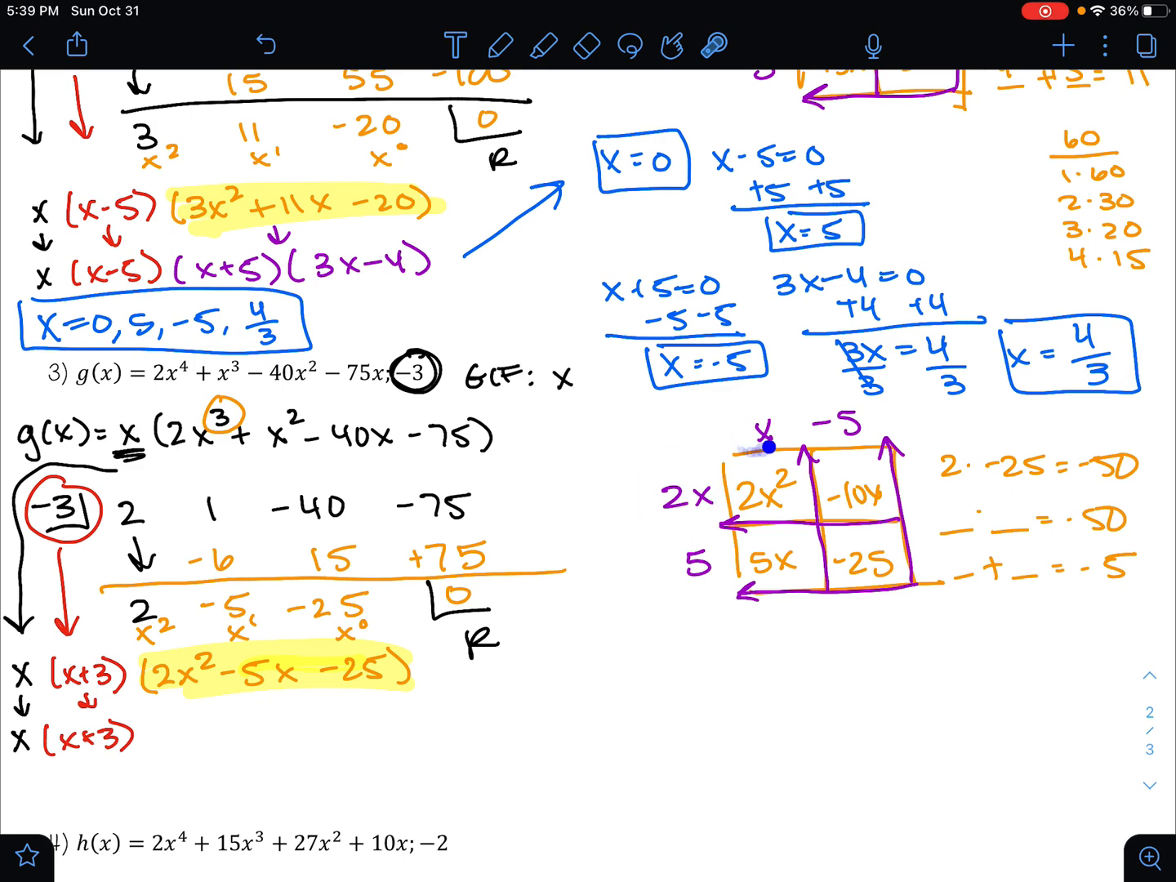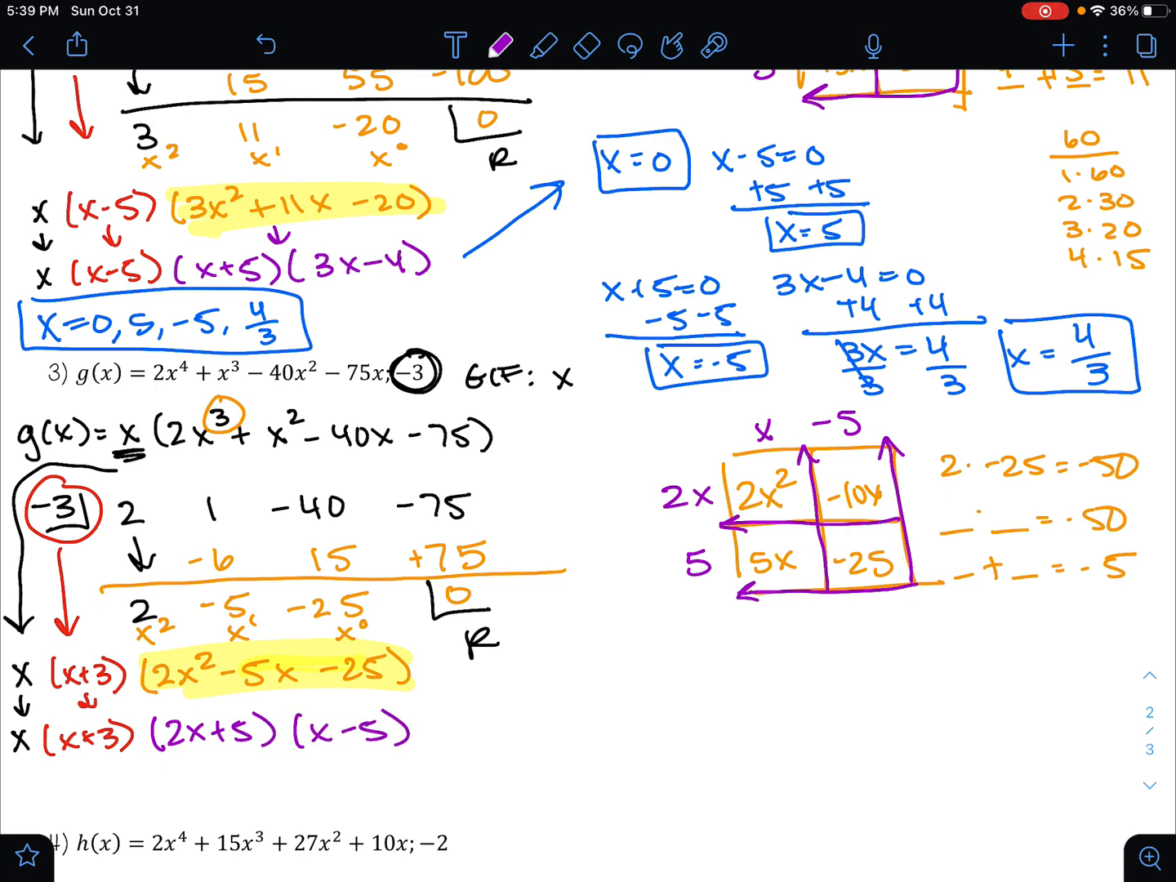2x times x is 2x squared. 2x times negative 5 is negative 10x. 5 times x is 5x. And 5 times negative 5 is negative 25. So this simplifies to 2x plus 5 and x minus 5.